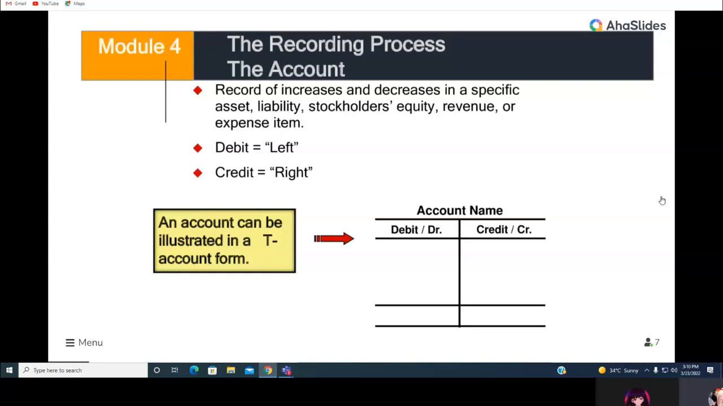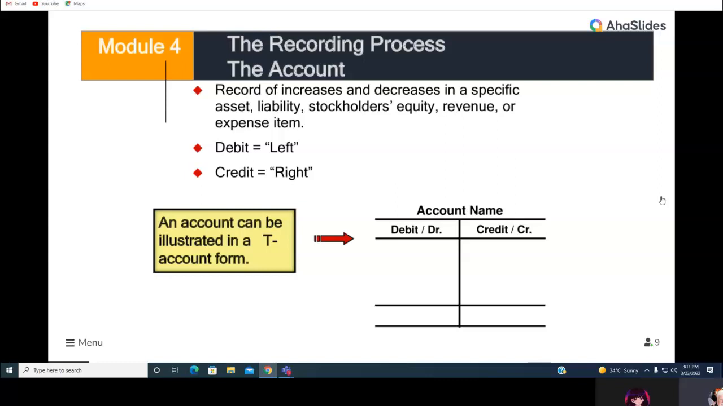Now, this system was developed over 500 years ago in Venice. And that's why the words we use in accounting and in business are different than normal everyday accounting or business terms, because it's old Latin.